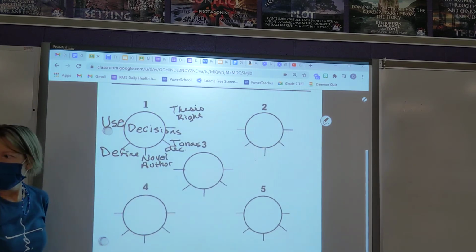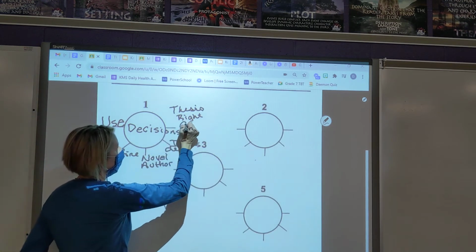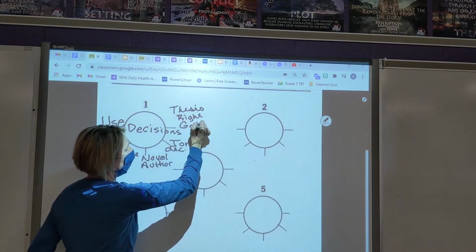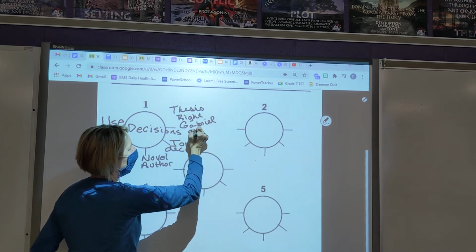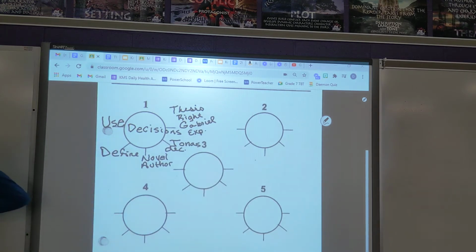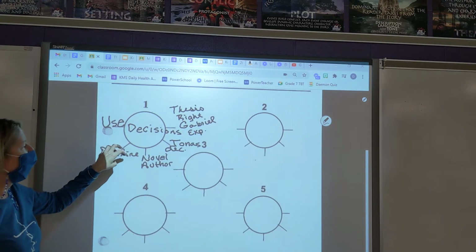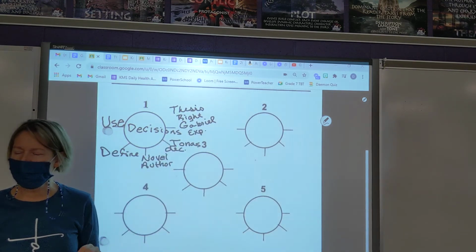Elizabeth? To save Gabriel and for new experiences. Okay, to save Gabriel and for new experiences. Now what I want you to notice about these wheels, kids, when I'm writing, is that I use as few words as possible and I abbreviate whenever possible.